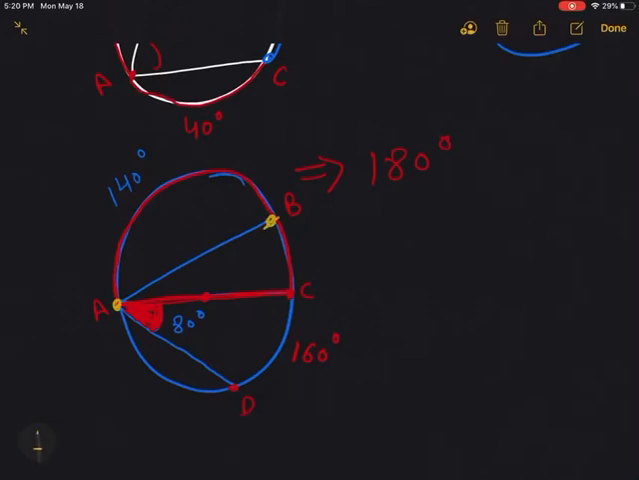So can we figure out BC from there? So that would be 40 degrees, okay? Since I already know measure of arc BC, can we figure out the inscribed angle from there? So since this is 40, the inscribed angle corresponding to that would be 20 degrees.